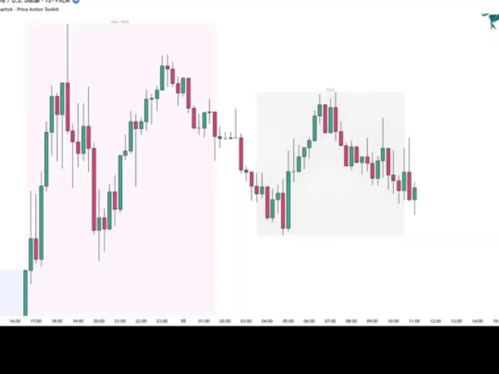Here we have the Euro-Dollar 15-minute chart on the screen. As you can see, the Asian session has just ended, and London is about to open with the Frankfurt pre-market. So to apply our CRT model, the first thing I do is highlight the highest and lowest 15-minute candles of the Asian session as my CRT range.